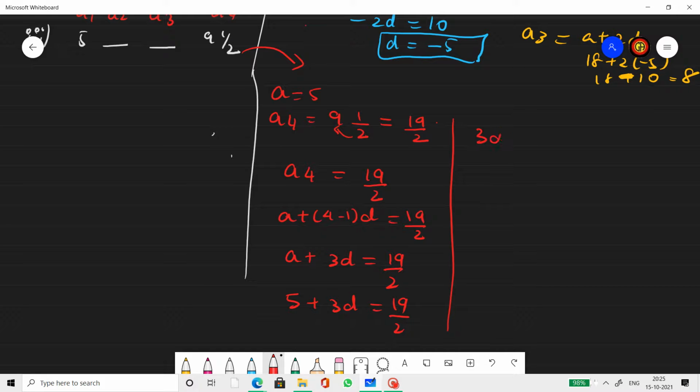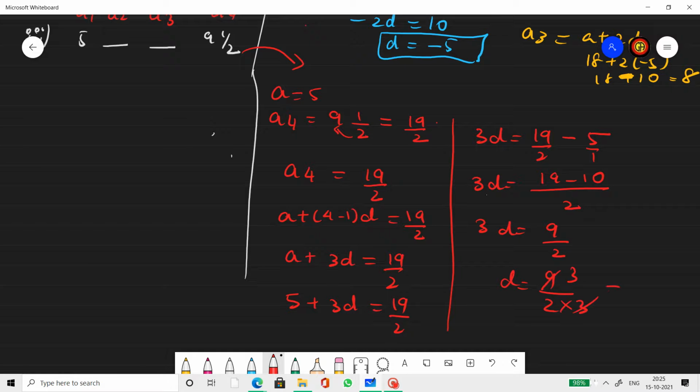So we get 3D equals 19 by 2 minus 5. So 3D equals, denominator is 1, so when you take LCM it's 2, 19 minus 10. So 3D equals 9 by 2 and D equals 9 by 2 into 3 times. So D is 3 by 2.